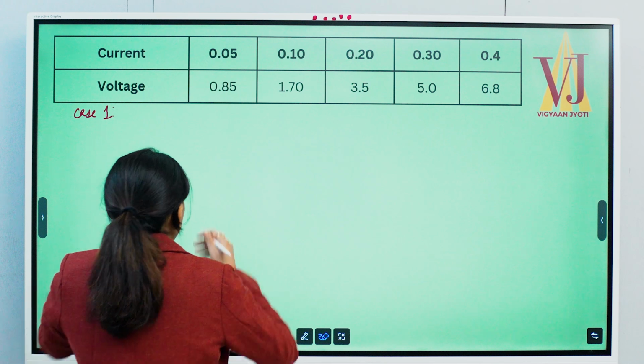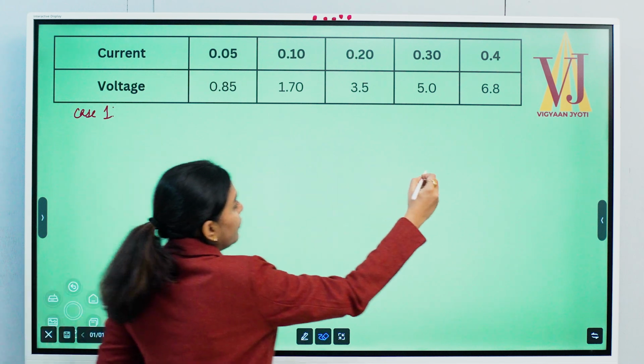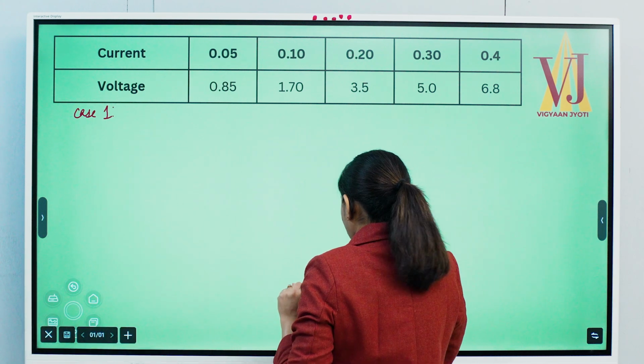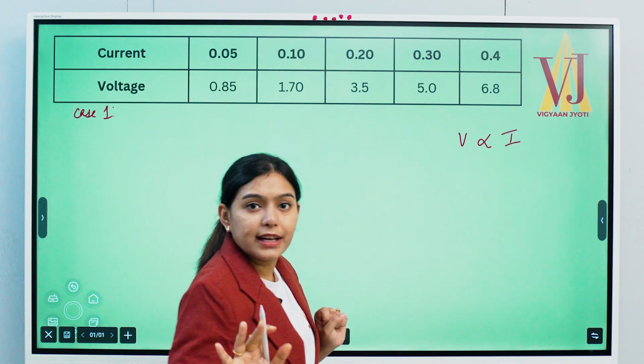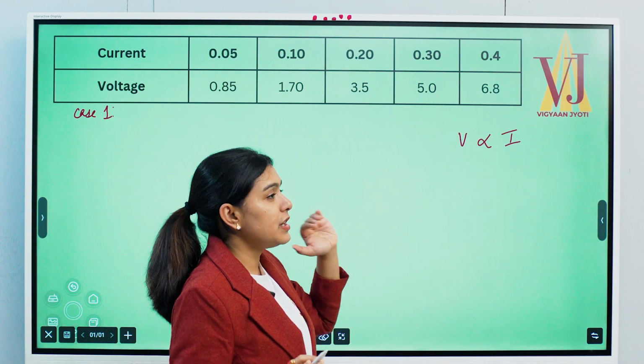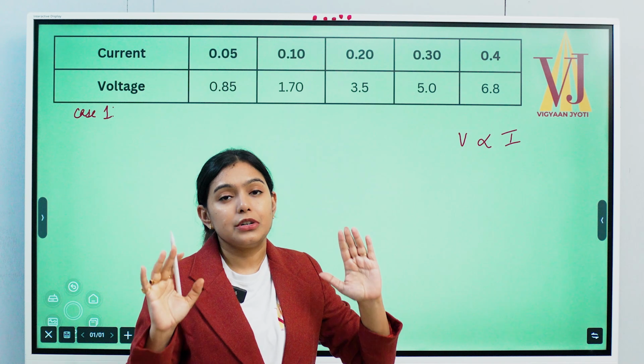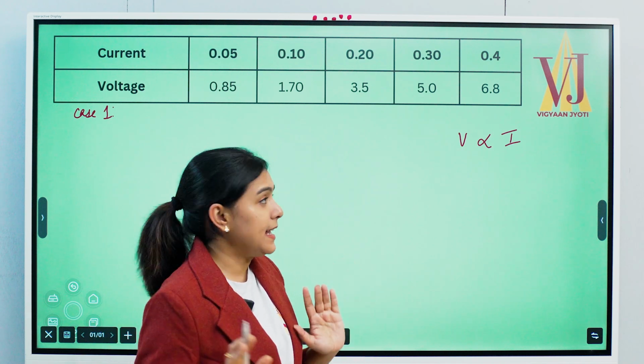So what he did is, V is directly proportional to I, right? This is something that is explained. Ohm's law states that the current is directly proportional to the potential difference applied across its ends. Okay.